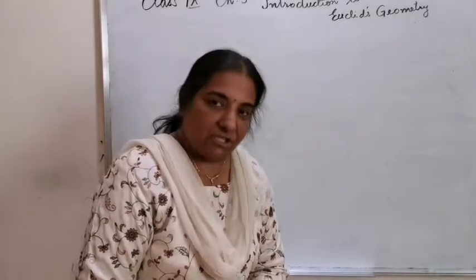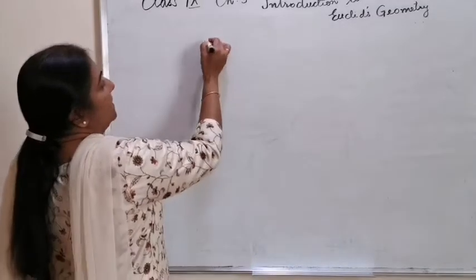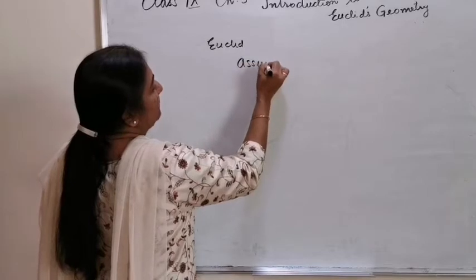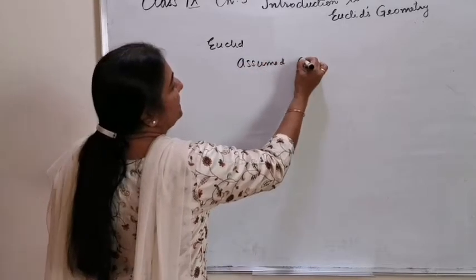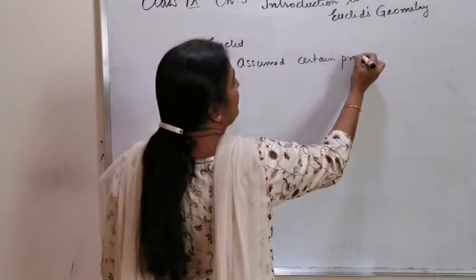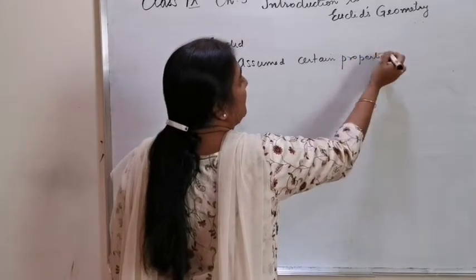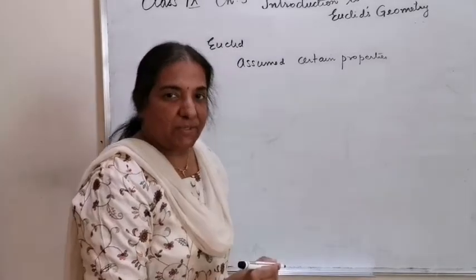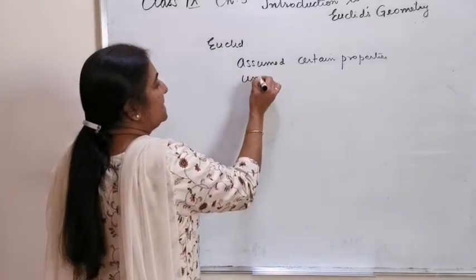After these definitions, Euclid assumed certain properties, and these properties were actually universal truths.